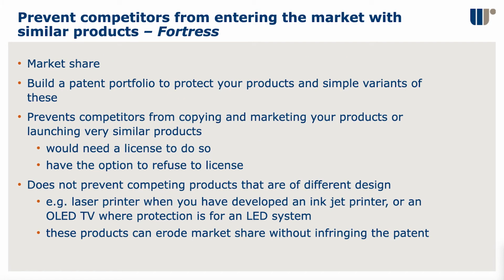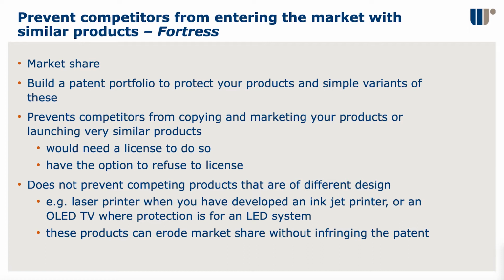To start with the fortress model, you'll remember that patents and other IP rights are negative rights. They prevent others from using an idea, design, trademark. In the fortress model, you build a patent portfolio to protect your products and defend your market share. This prevents competitors from copying and marketing your products or launching very similar products, or at least not marketing them without a license, giving you the choice either to generate revenue or refuse the license. What this model doesn't do is prevent the sale of competing products that are of different design.